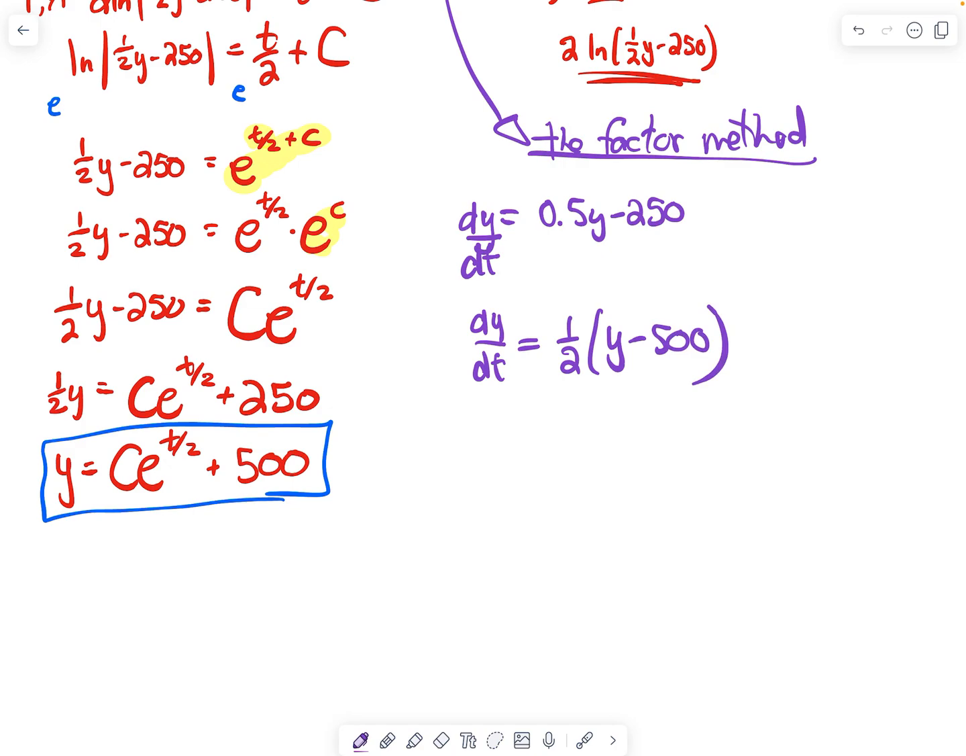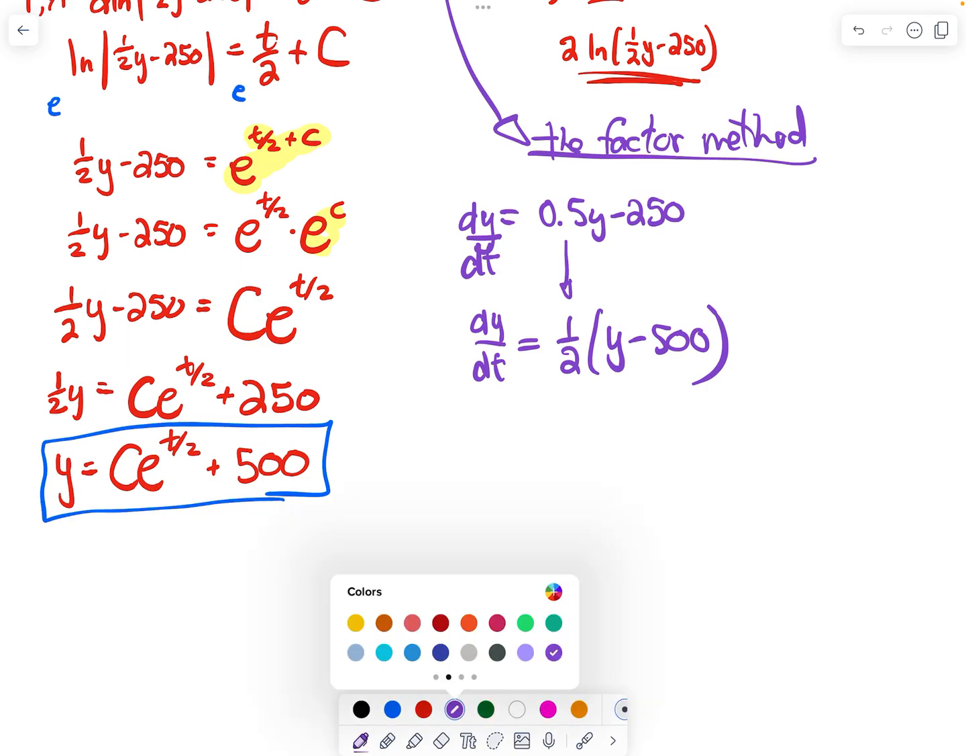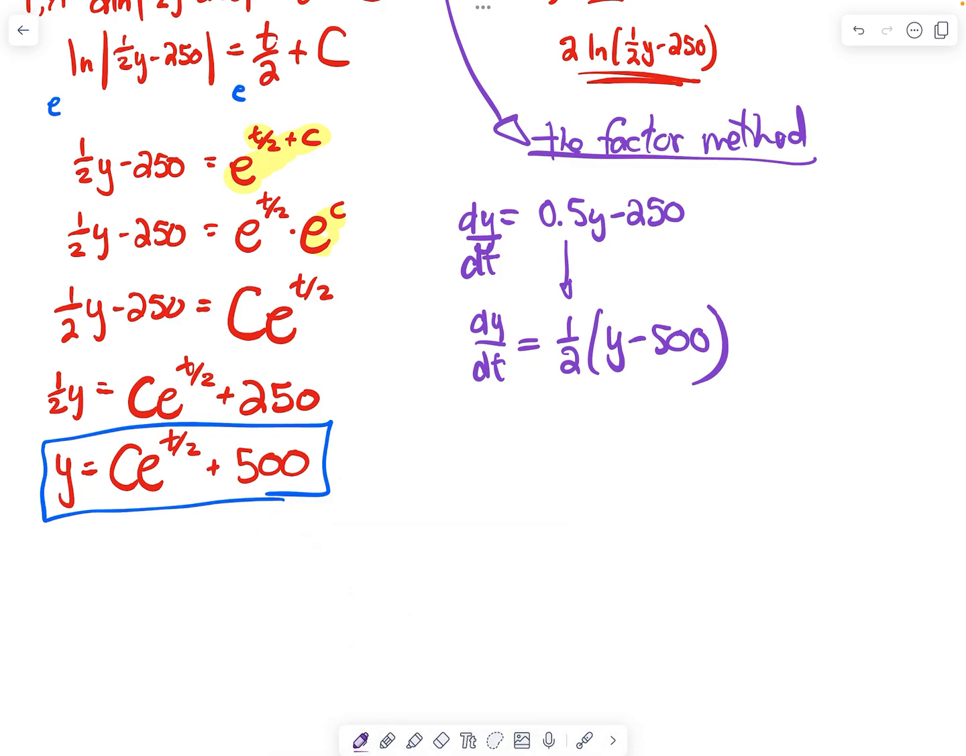It helps to sometimes factor out that multiplier in front of y so that you don't have to contend with a little mini u sub. Now we keep going and I'll separate variables. That means it's 1 over y minus 500 dy equals 1/2 dt. The separation part has happened.